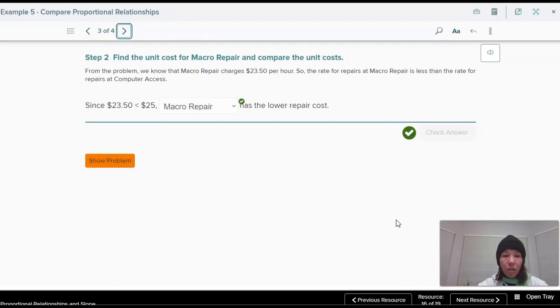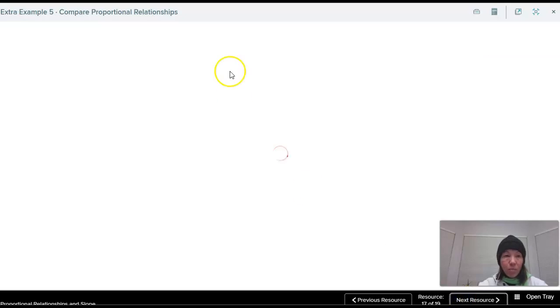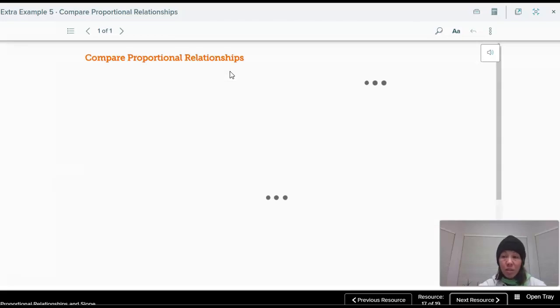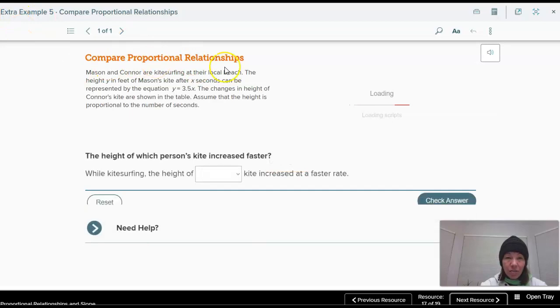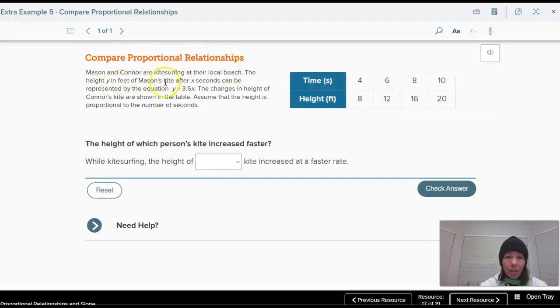So again, all you're really doing, and we can look at one more example quickly, is from all these different representations, being able to find that slope or that unit rate. So if Mason and Connor are kite surfing, the height of Mason's kite is represented by this equation. Connor's kite is represented by this table. Assume the height is proportional to the number of seconds. Whose kite increased faster?